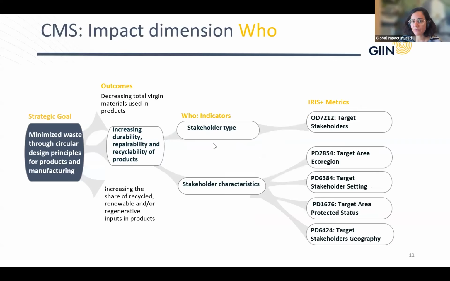We always have some indicators that are specifically focused around stakeholders. These are invariant, so what you see here is the same across all strategic goals in IRIS Plus. So we just provide some standard categories that hopefully support you in thinking through stakeholder typologies, characteristics, and helping you through with the guidance, identifying what information may be important in your specific setting.